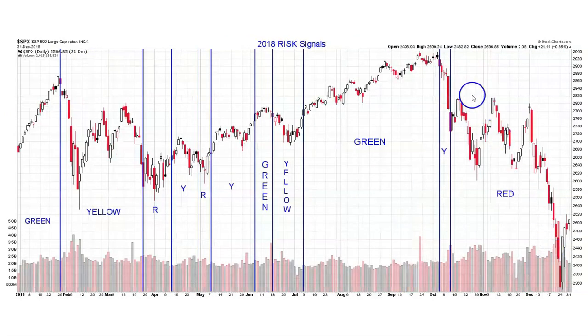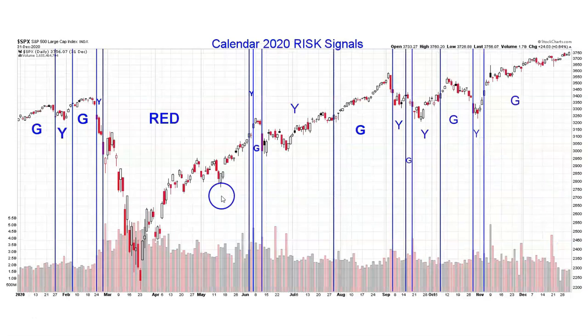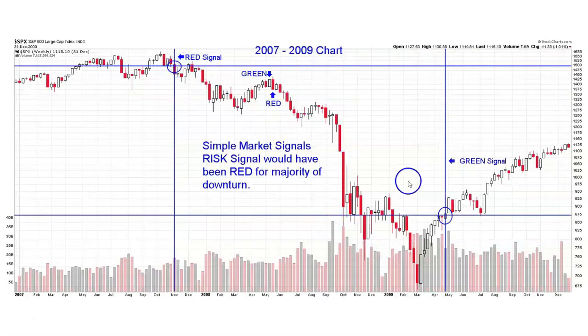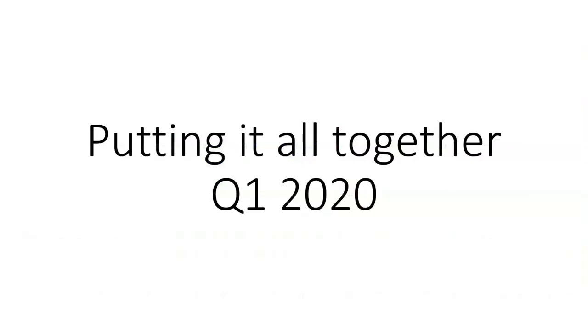The red signal is the worst risk-reward ratio signal for equity investors, and what you're going to find is that the worst downturns, including the downturn in Q4 of 18 and the bear market in Q1 of 2020, plus the bear market from 2000 through 03 and the bear market of 07 through 09, all of those are going to take place in a red signal environment.